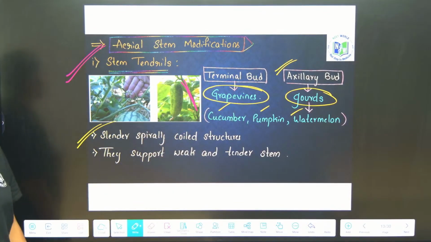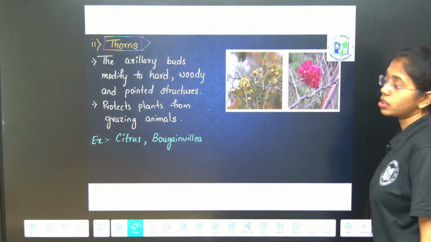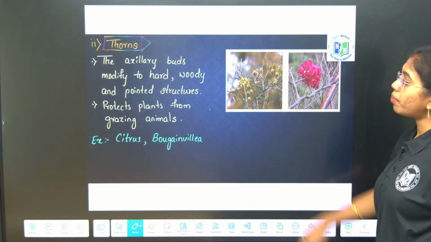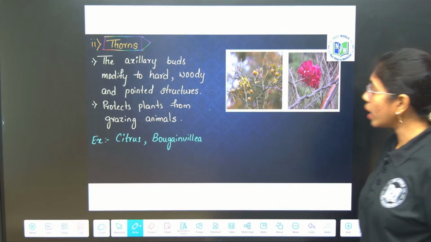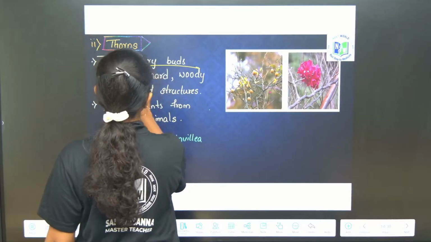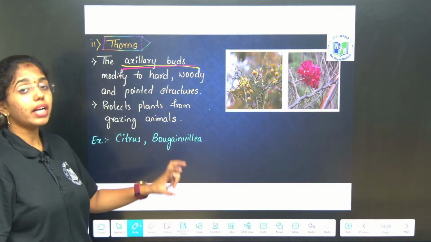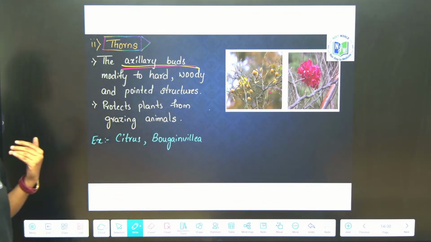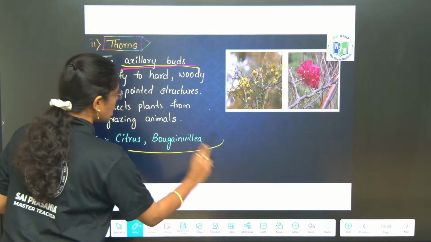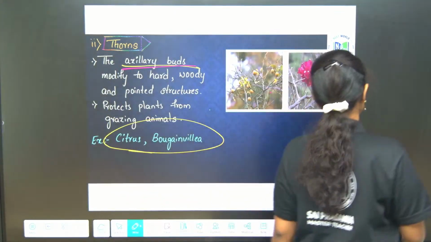Okay, tendrils will support weak and tender stem. Next is thorns. Thorns, where the axillary buds modify to hard woody pointed structures. Okay, axillary buds modify to what? Hard woody pointed structures. These are the best protecting agents from grazing herbivores. Best examples, citrus and bougainvillea.